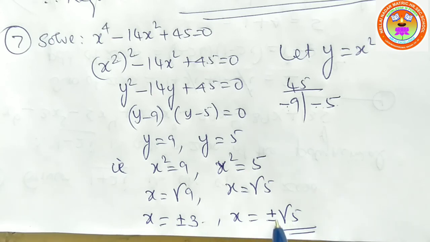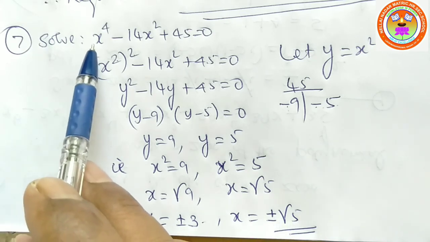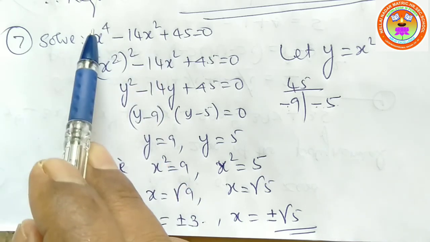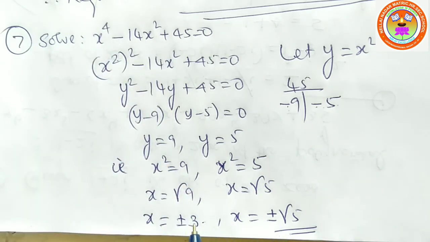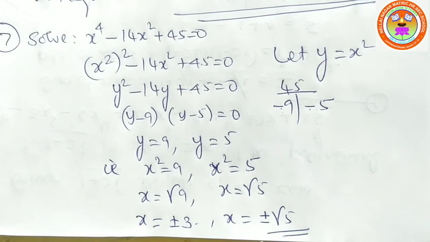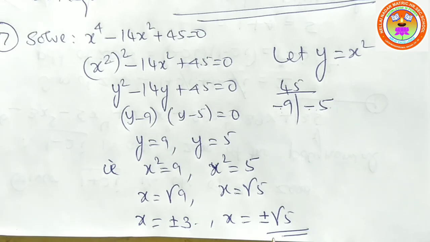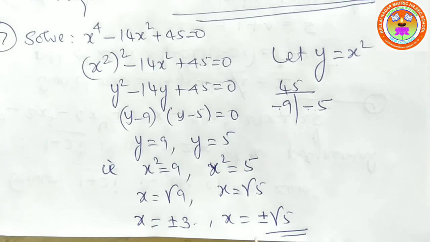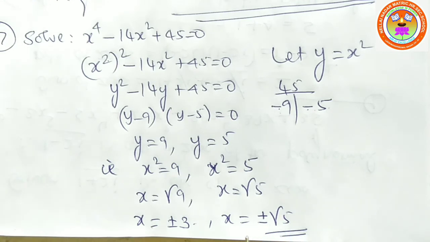Total 4 roots. The reason is, check the degree of the given polynomial equation. That is, the degree is 4. Degree 4 means this equation contains 4 roots. So we got the 4 roots, plus or minus 3 and plus or minus root 5. Okay. So with this we completed exercise 3.3. Okay. Thank you.